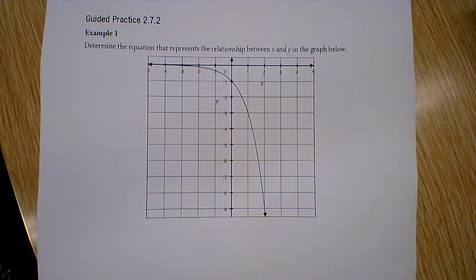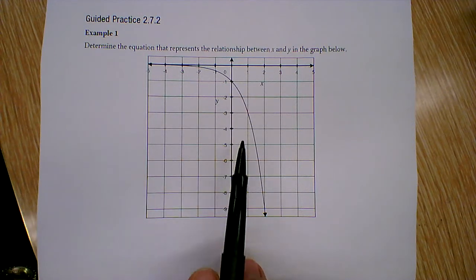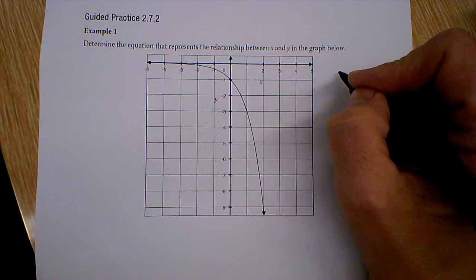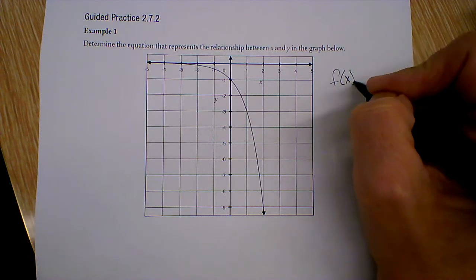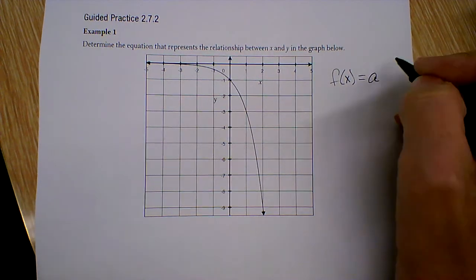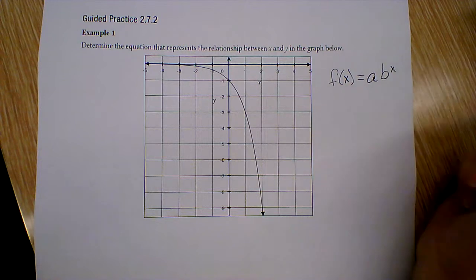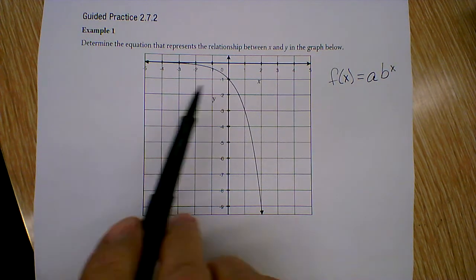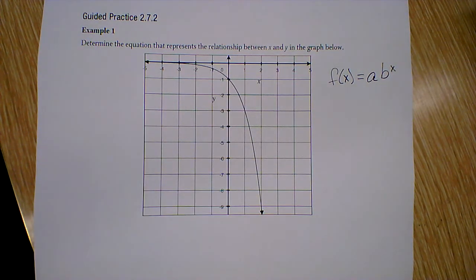Here's our first graph. It says, determine the equation that represents the relationship between x and y in the graph shown. Right away when I look at my graph, I notice that it's an exponential. So since I'm building a function and it's an exponential, I already know I'm going to start with f of x equals a times b raised to the x. I also notice that it's a decreasing function. As x increases, y is decreasing.